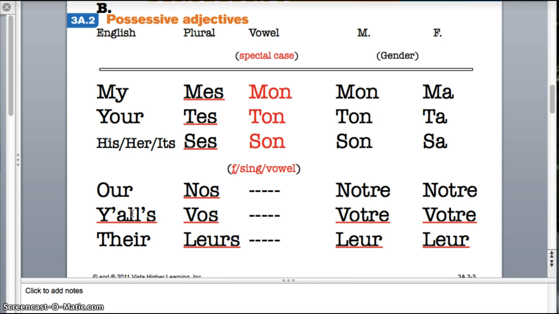Y'all's is kind of the vous form for this possessive adjective set. To say y'all's bike, y'all's cookie, y'all's mother, you only have a plural and a singular. The plural is vos, and the singular for both masculine and feminine is votre. There are only two ways to say their bicycle, their cake, their mom. If it's plural, it's leurs with an S, and if it's singular, it's leur without the S.